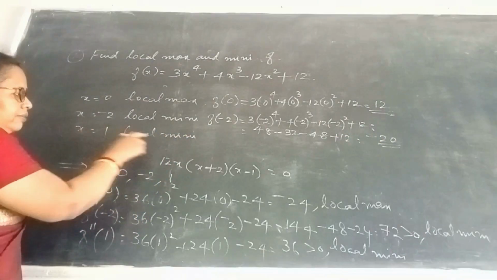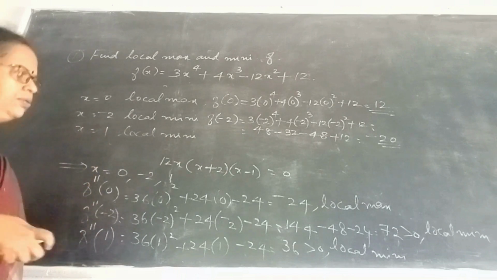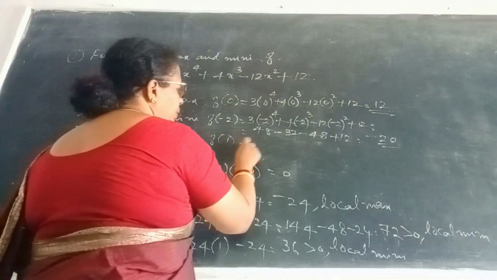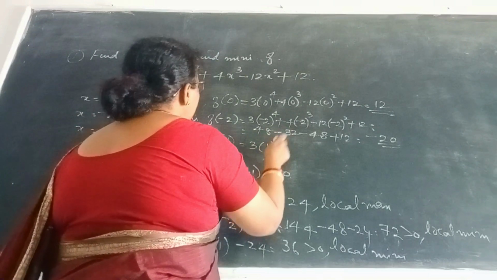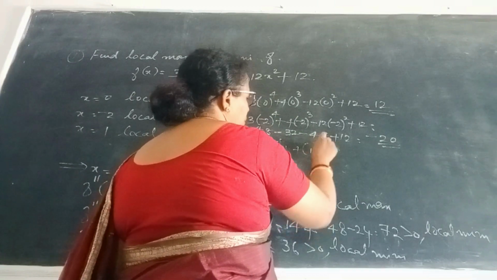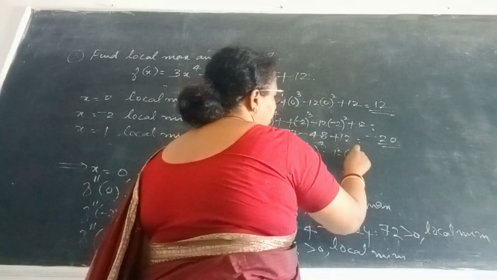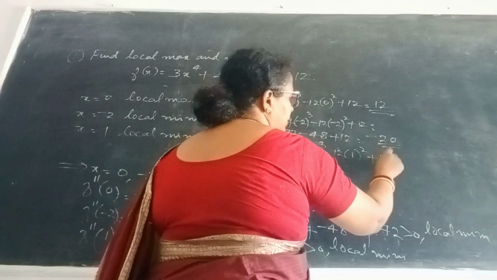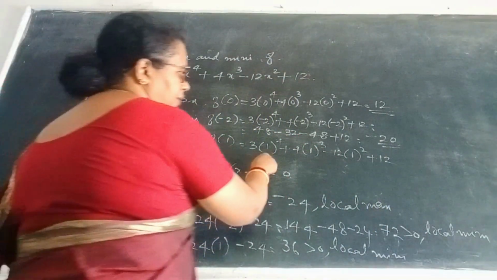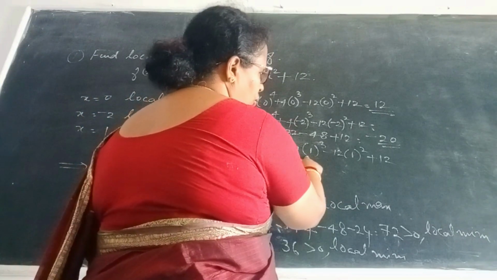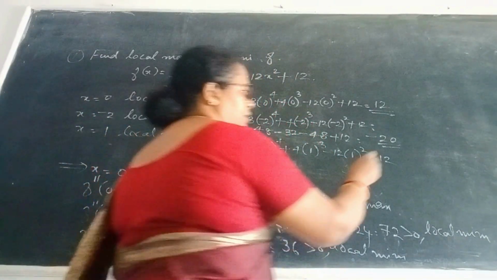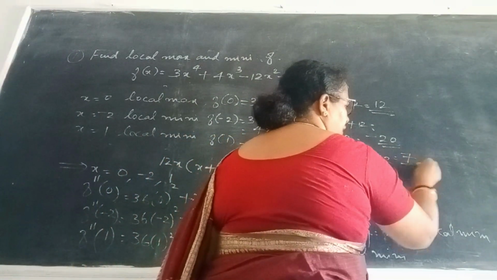We have to get what is local minimum when x equal to 1. We will get f of 1 equal to 3 into 1 raised to 4 plus 4 into 1 cube minus 12 into 1 squared plus 12. So when we simplify, we will get 3 plus 4, 7, minus 12 plus 12 will get cancelled. So what is the answer? 7.